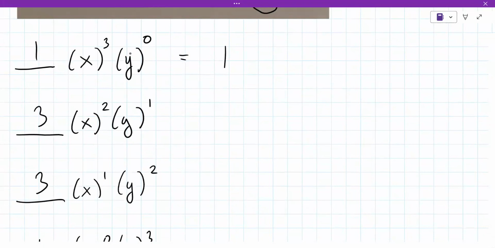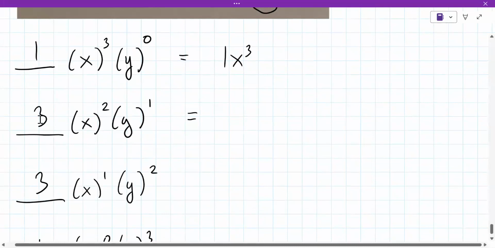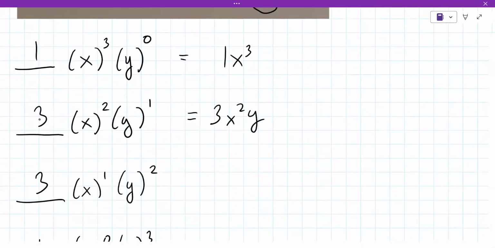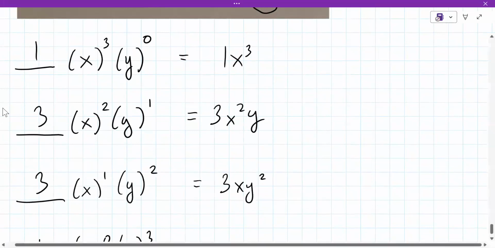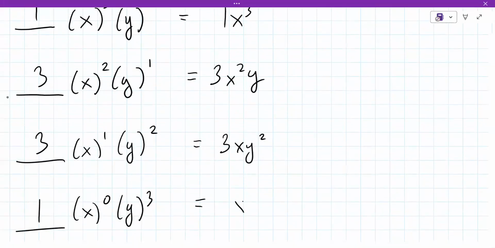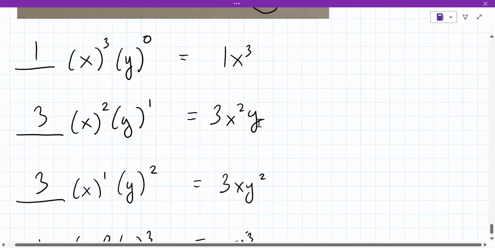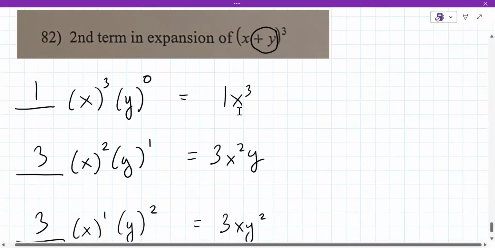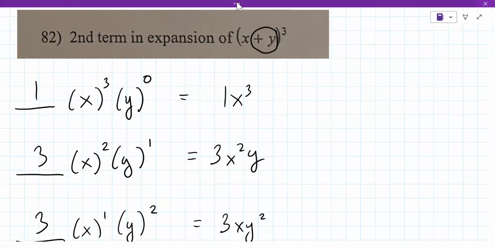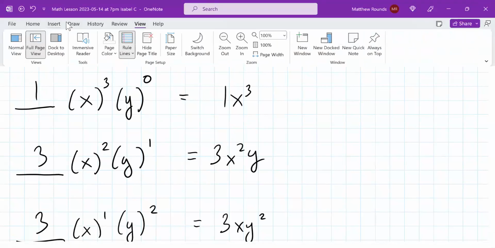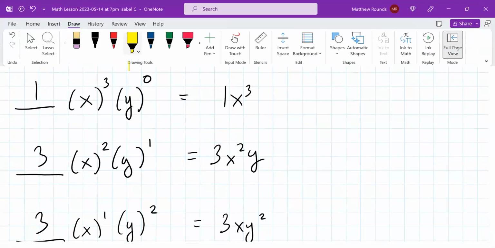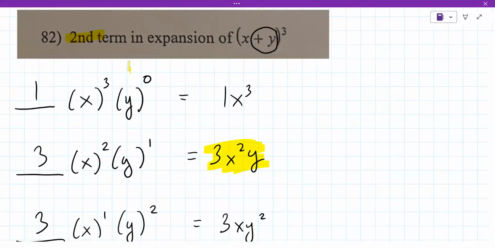So it's 1x cubed, or just x cubed. x squared y times 3, so 3x squared y. 3xy squared. And then x cubed, I'm sorry, y cubed. So this one has nice symmetry. So when it asks for the second term, got to be careful here. It's in kind of descending order. So the second term, so draw, here we go. Second term is this one here.